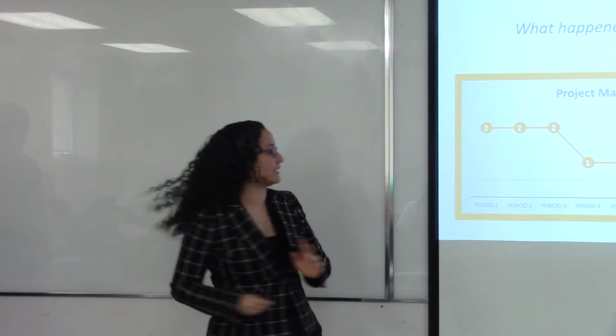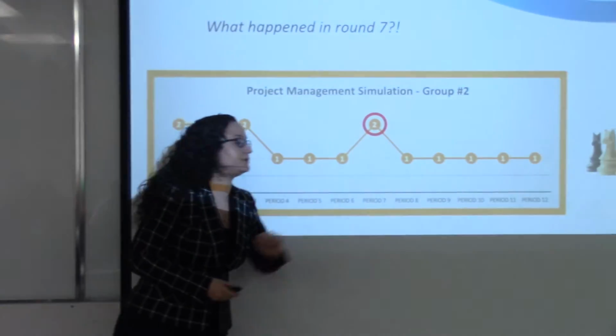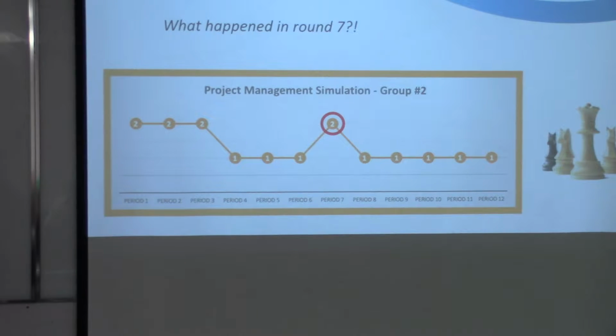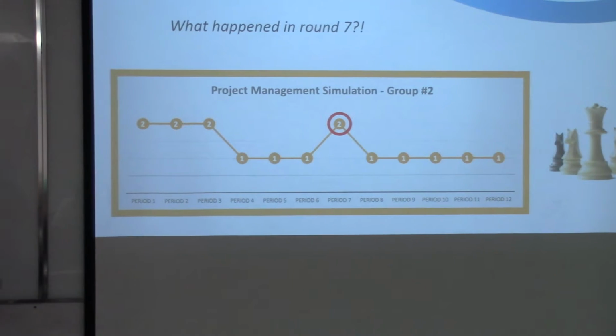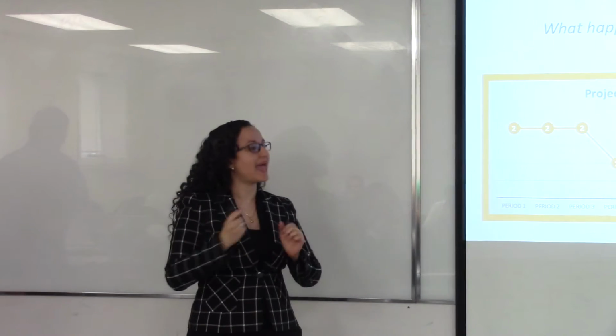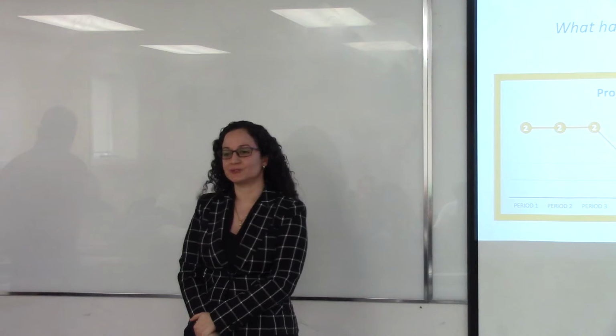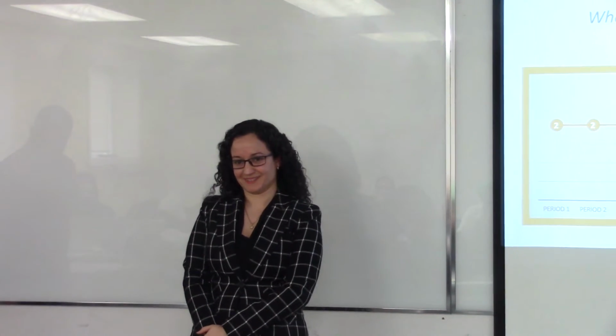We kept the first place in round 4, 5, and 6. But in period 7, we bid for the best resources, the more skilled ones, the number 1. And those resources don't have a good performance. Let's see the details.